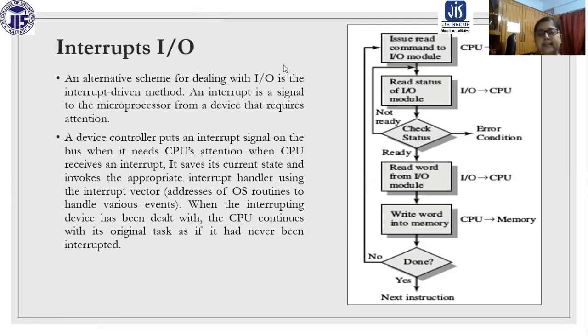So the device controller puts an interrupt signal on the bus when it needs CPU attention. When the CPU receives an interrupt, it saves its current state and invokes the appropriate interrupt handler using the interrupt vector. That is basically the addresses of the operating system routines to handle various events. When the interrupting device has been dealt with, the CPU continues with its original task as if it had never been interrupted.